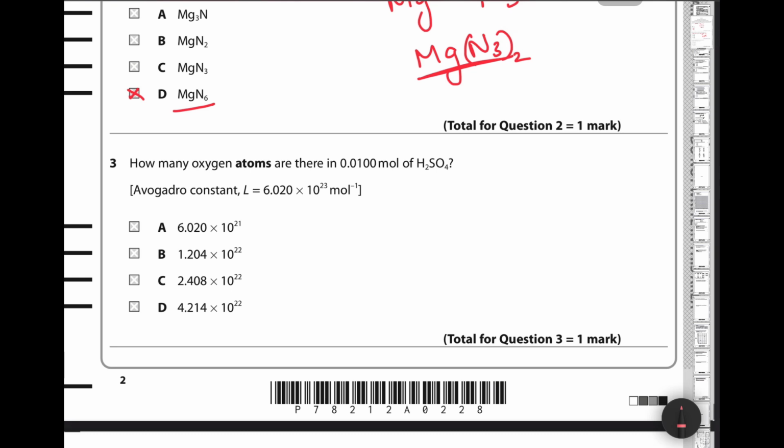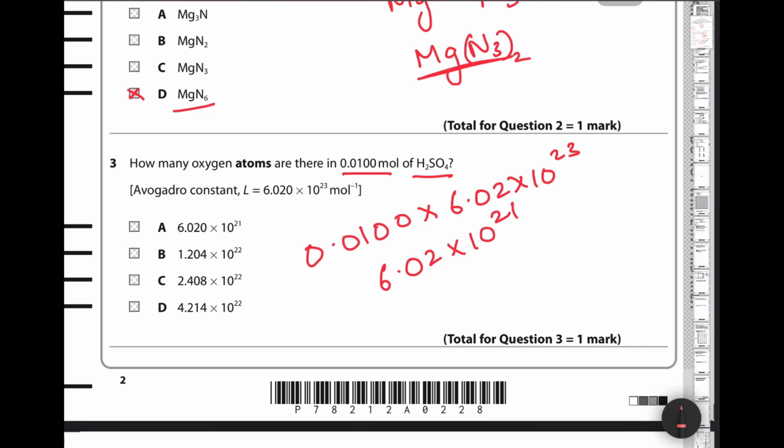Third question, how many atoms of oxygen are there in this much moles of sulfuric acid? So what do you do? You just take your moles and times 6.02 into 10 to the power 23. You will get 6.02 into 10 to the power 21, and then you times 4 because there are 4 oxygen atoms, right? You will get 2.408 into 10 to the power 22. So your correct answer is C.